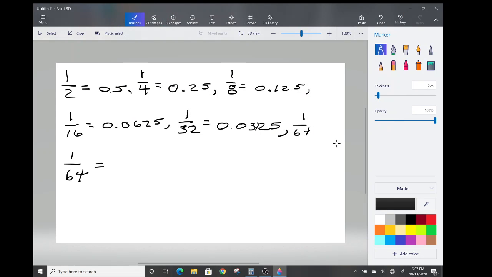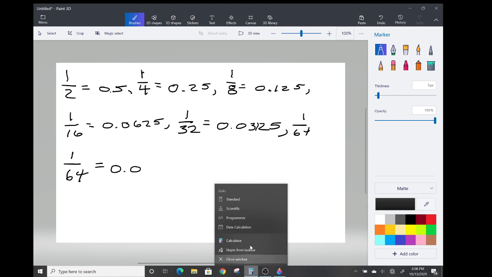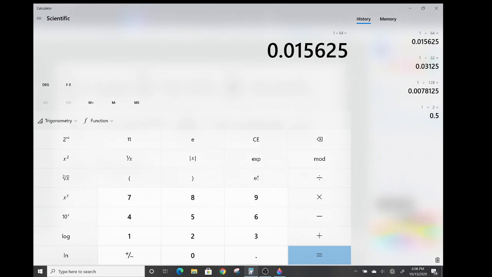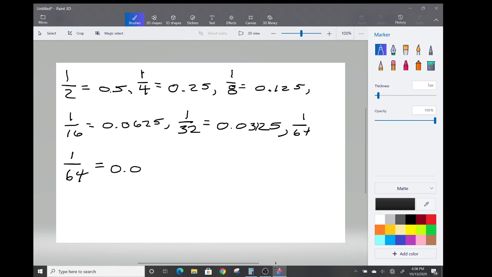0.015625. So we have how many degrees of precision here with the denominator of 64? 1, 2, 3, 4, 5, out to 6 decimal places.